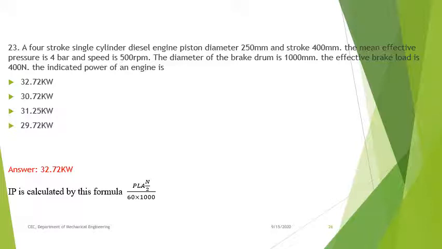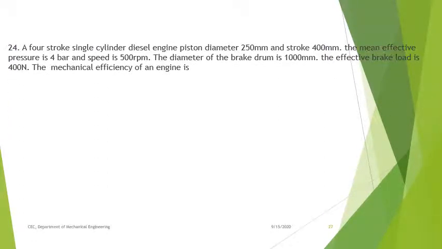So here P represents mean effective pressure, that is 4 bar. L is equal to stroke length. A is equal to area of the cylinder, that is equal to pi d square by 4. Then this one is a 4-cylinder engine. The number of explosions is taken as n by 2 here, and by substituting these values in this formula we will get the answer 32.72 kilowatt. That means indicated power of this engine is 32.72 kilowatt.